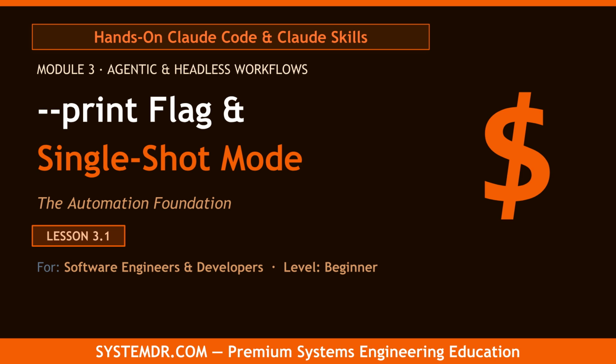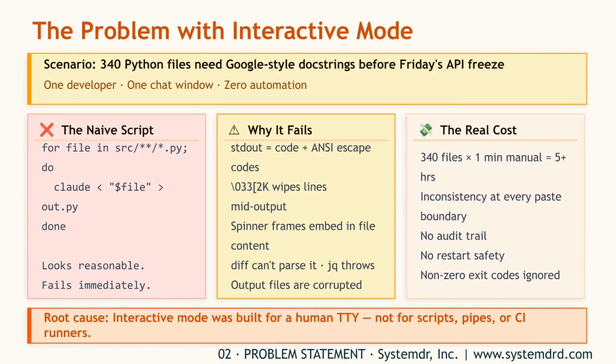Before we look at the solution, let's understand the problem. Here's a concrete scenario. You have a monorepo with 340 Python files. Your team agreed on Google-style docstrings 6 months ago. None of the existing files have them. The API documentation generator runs on Friday. It's Tuesday. The first instinct of a developer who uses Claude.ai every day is to open the chat, paste a file, get back the documented version, copy it over, and repeat.